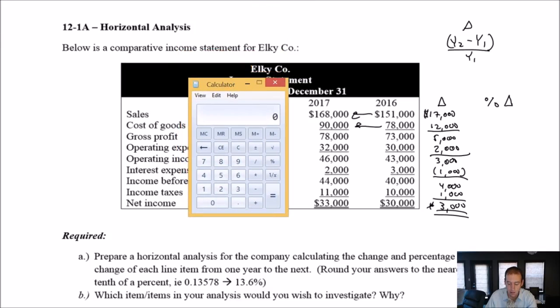So for sales, it's going to be 17,000 divided by the earlier year. The earlier year here was 151. So our sales grew by 11.3%.